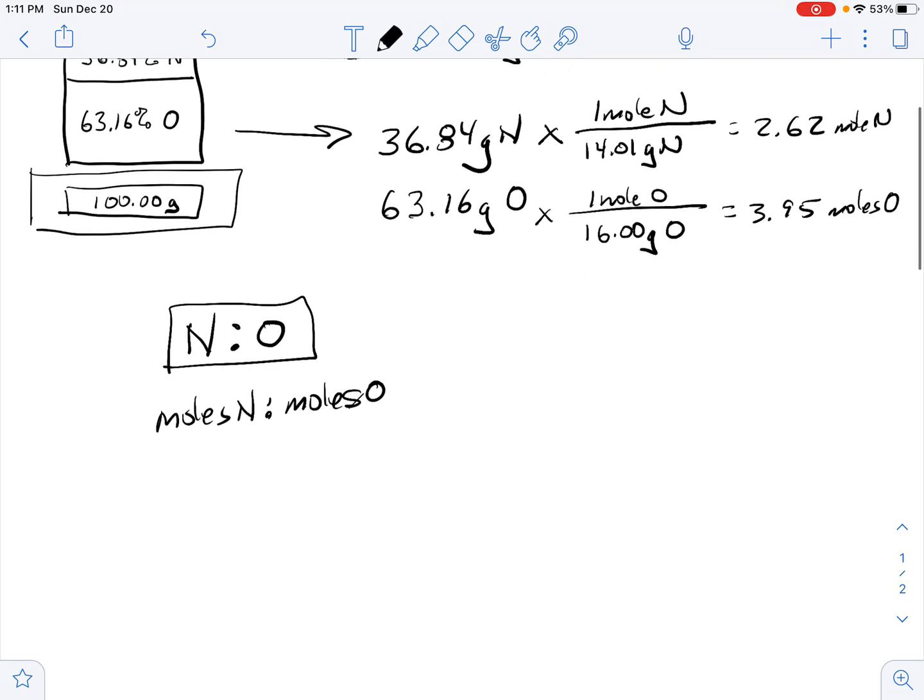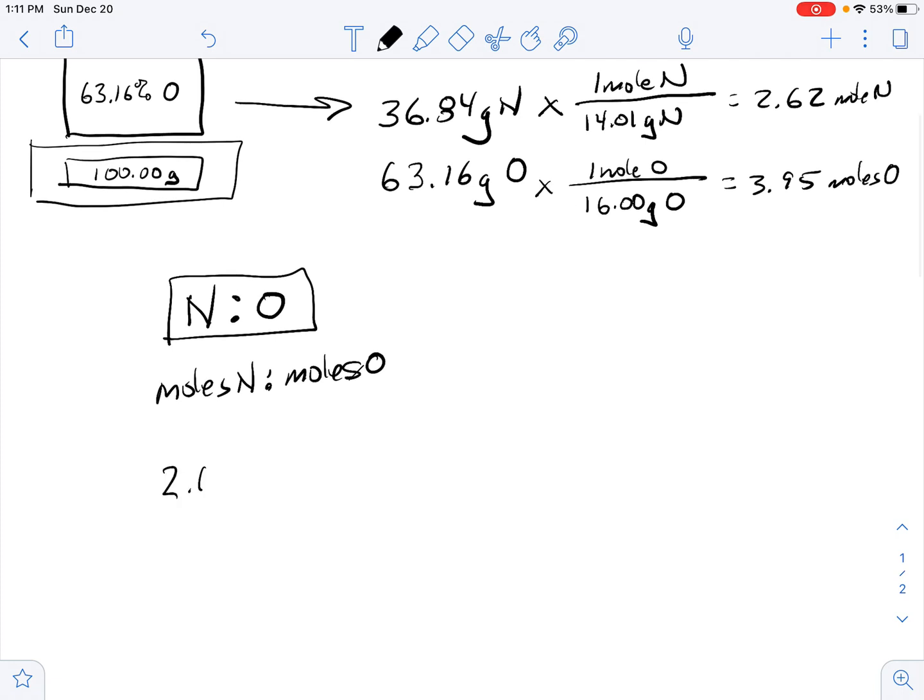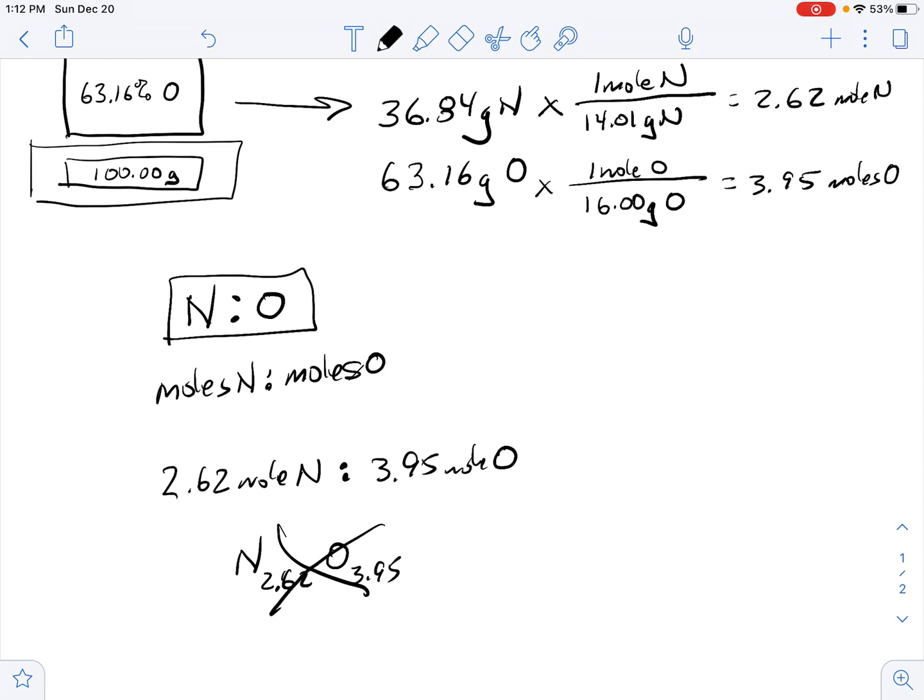Well, I could say that I have a ratio of 2.62 moles of nitrogen to 3.95 moles of oxygen, but I can't write nitrogen 2.62, oxygen 3.95, because that would mean that I had 0.62 of an atom, and I can't do that. So let's not do that. Instead, let's figure out how we can get a ratio that's whole numbered.